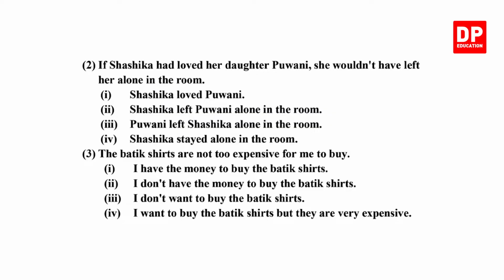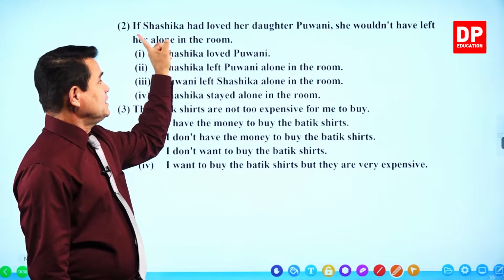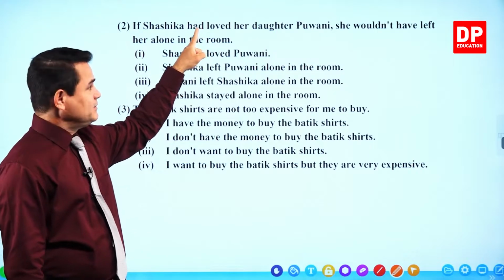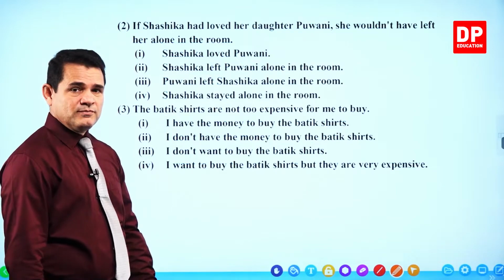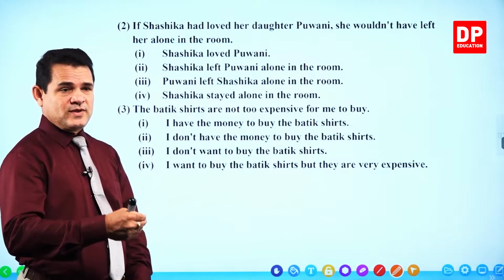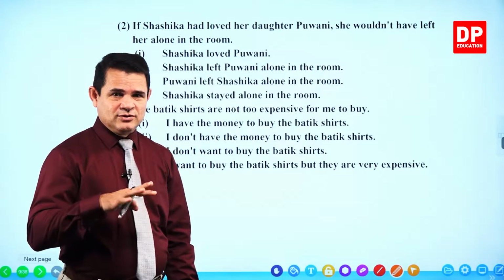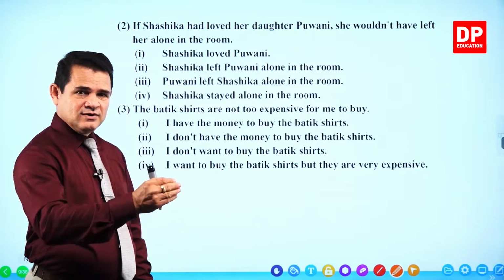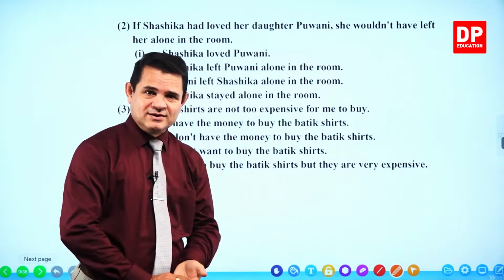If Shashika had loved her daughter Pavani, she wouldn't have left her alone in the room. That is the meaning. Now don't get confused, right? If she had loved her daughter Pavani, she wouldn't have left her alone in the room. She wouldn't have left means she did leave her alone in the room. So likewise you have to understand.